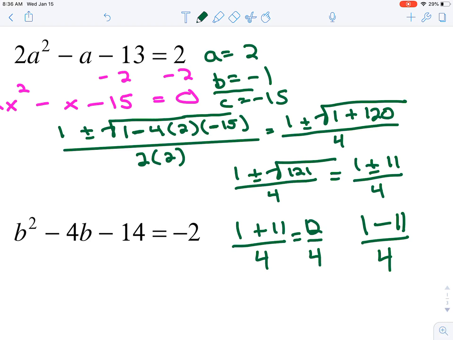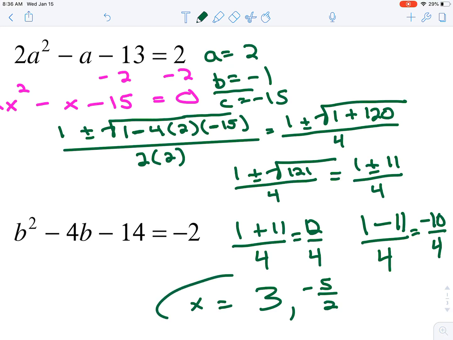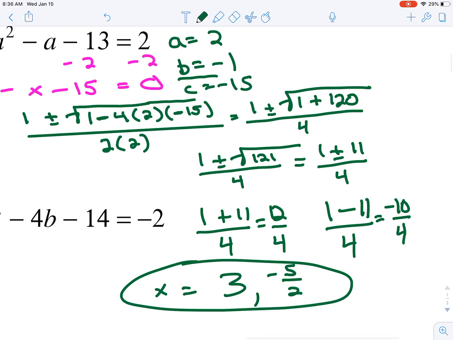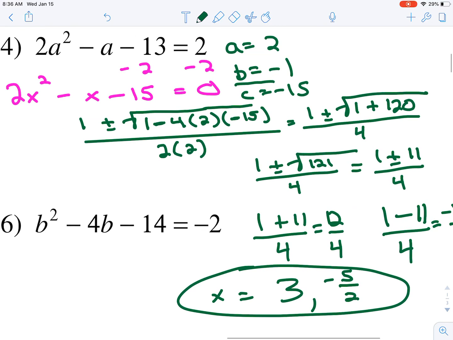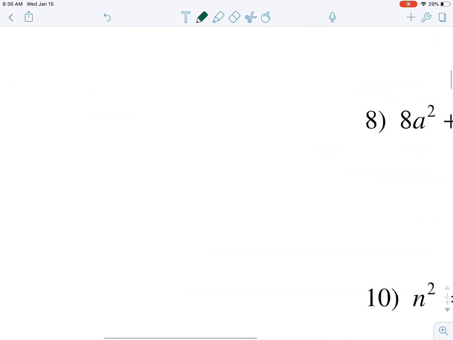So this is 12 over 4, which is 3. And then this is a little bit more difficult. Negative 10 over 4, which simplifies down to negative 5 over 2. Okay, there's an easier kind. Well, still not easy, I'll give you that. But that's about the difficulty level. That's the expectation right now.